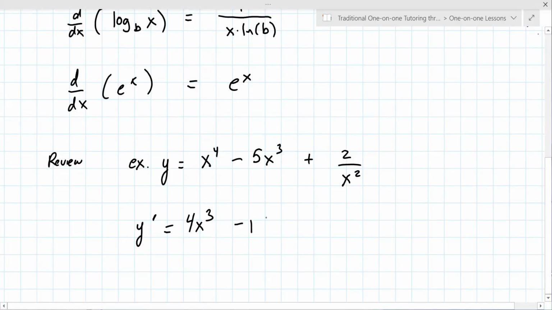Minus 15x. Plus negative 2x. So this right here is 2x to the minus 2. 2x to the minus 2 is going to be negative 4 x to negative 3.